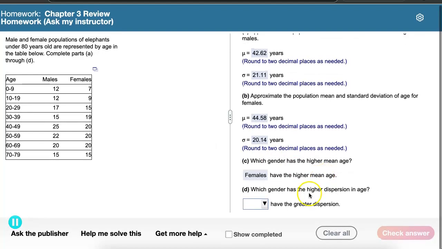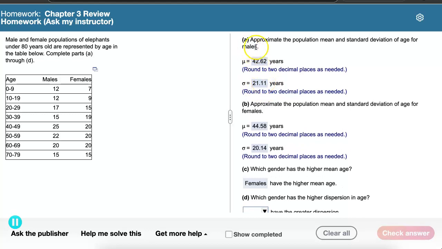And part D asks which gender has the higher dispersion in age. In other words, a measure of spread or dispersion is standard deviation, and the higher one comes from this one, which was from the males.